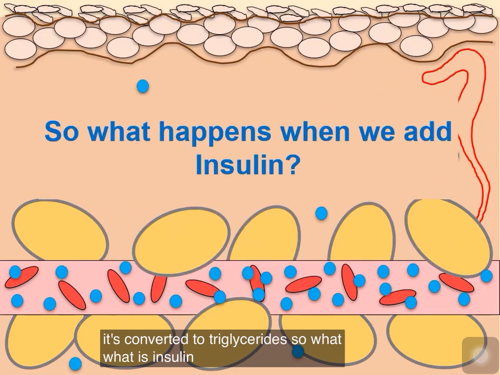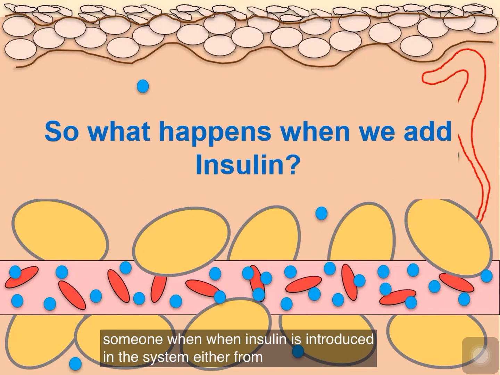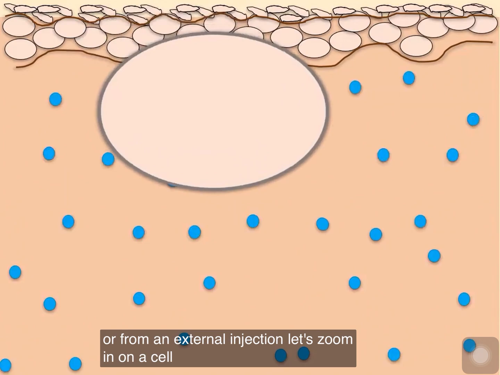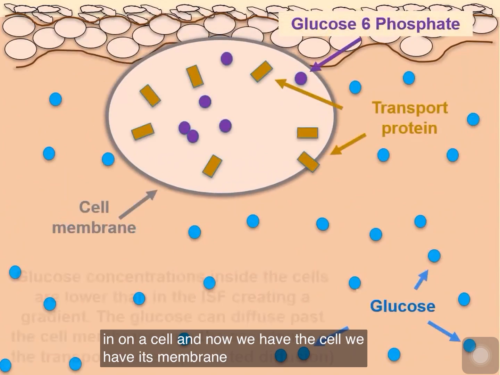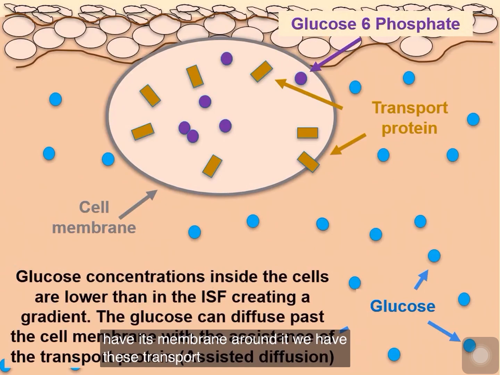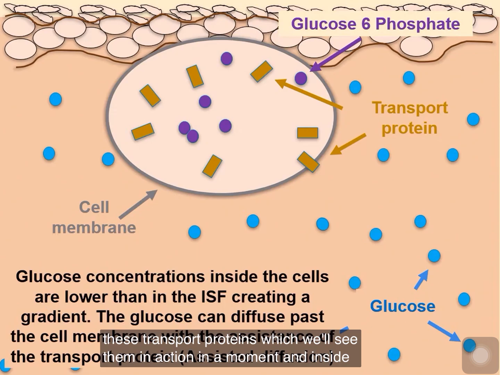So what is insulin? What happens when insulin is introduced in the system, either from your pancreas or from an external injection? Let's zoom in on a cell. And now we have the cell, we have its membrane around it. We have these transport proteins, which we'll see in action in a moment. And inside the cell is glucose 6-phosphate.